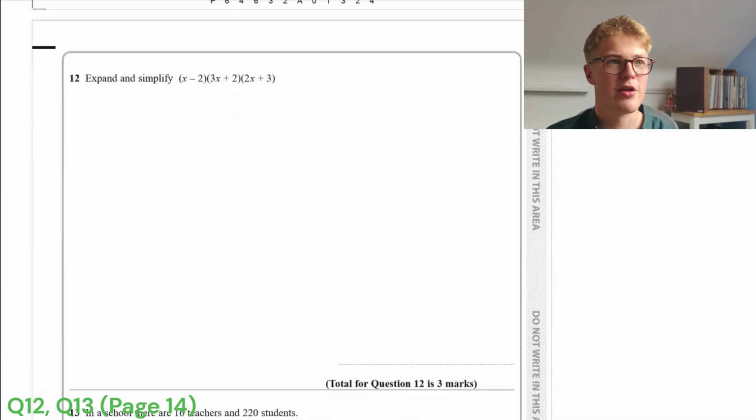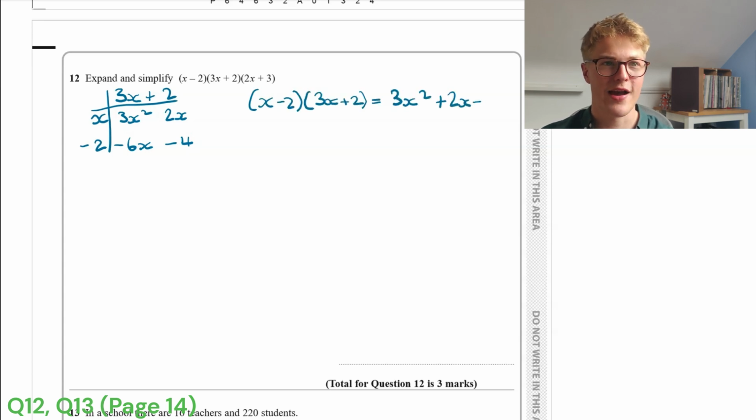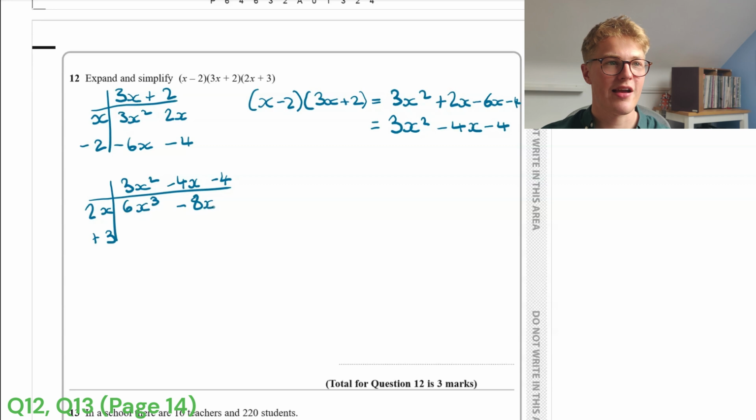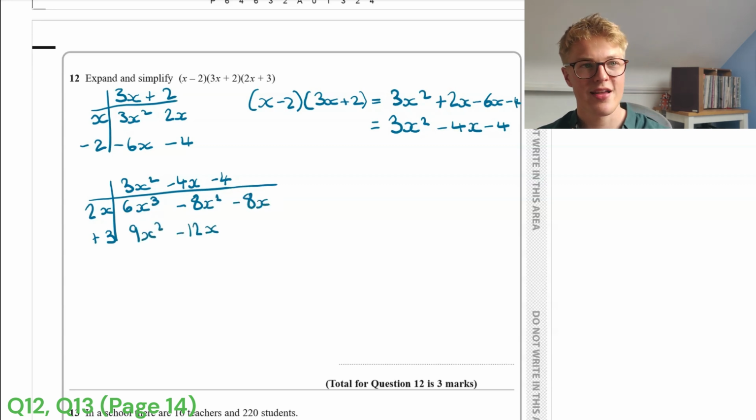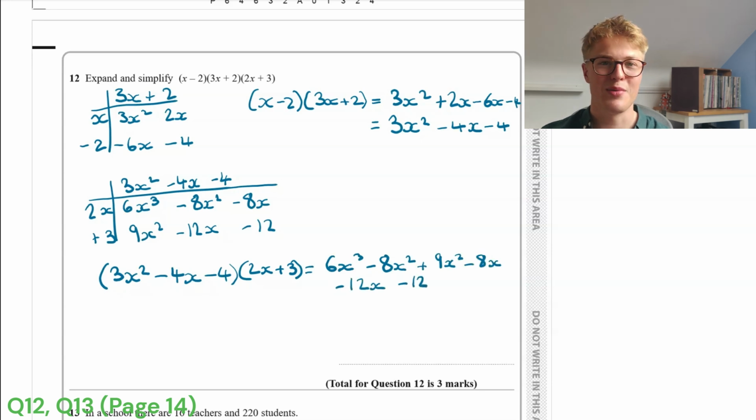Expand and simplify (x minus 2)(3x plus 2)(2x plus 3). So for (x minus 2)(3x plus 2), I'm going to use the grid method, and I get 3x squared plus 2x minus 6x minus 4, and that simplifies to 3x squared minus 4x minus 4. I'm then going to multiply this by 2x plus 3, our final bracket, and we end up with 6x cubed minus 8x squared minus 8x, plus 9x squared minus 12x minus 12. This simplifies to 6x cubed plus x squared minus 20x minus 12, and that is our answer.